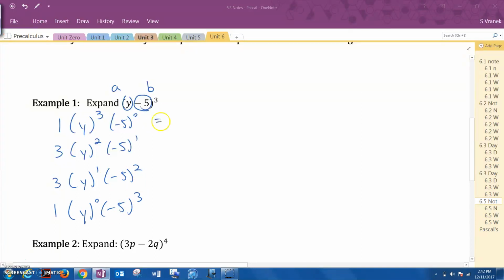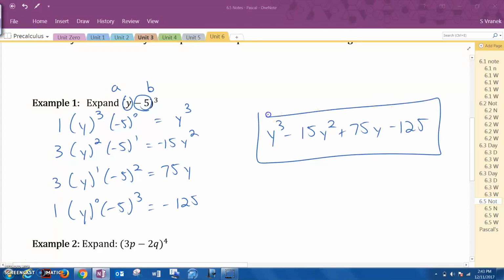All right. So we get these terms. Well, negative 5 to the 0 is 1, and we have y cubed. Here we have negative 5 to the first, which is negative 5 times 3, which is negative 15 y squared. Negative 5 squared is 25 times 3 is positive 75 y, and the y goes away. Negative 5 cubed is negative 125. So these are the 4 terms in the expansion of y minus 5 cubed. We did not have to FOIL it all out. Instead, we have y cubed minus 15y squared plus 75y, and then minus 125. So that would be that.